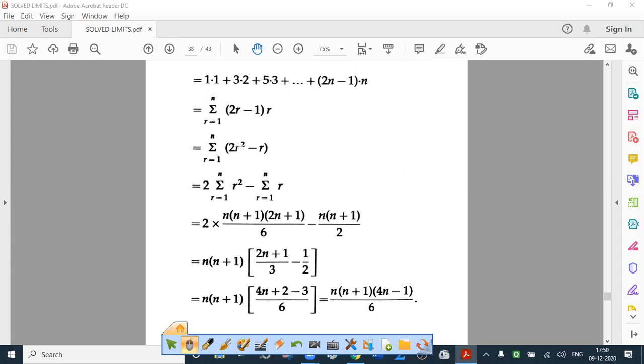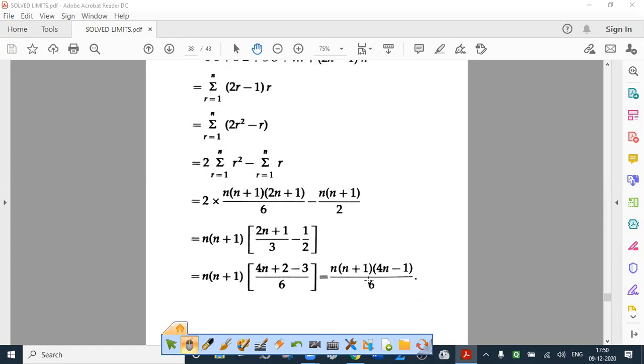And then the same thing. Open the bracket, 2r square minus r. Sigma of a difference is the difference of sigmas. Sigma of a constant into a variable is that constant into sigma of the variable. Now it is sigma r square, which is n into n plus 1 into 2n plus 1 upon 6. What is sigma r? n into n plus 1 by 2. Simplify patiently to get the final answer as what? n into n plus 1 into 4n minus 1 upon 6.